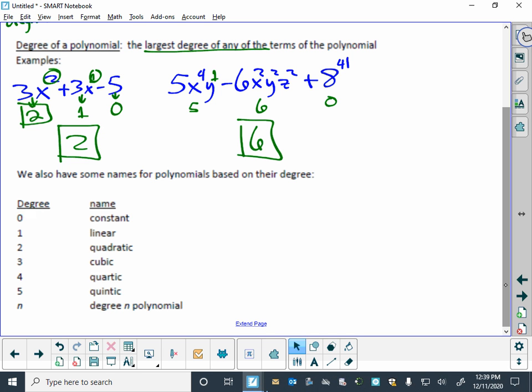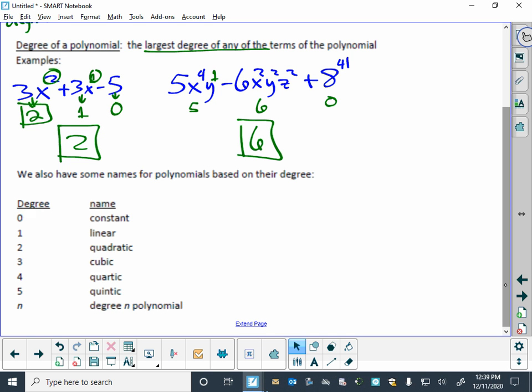Degree 4 is called quartic. Quarter, 4 quarters in a dollar, 4 quarters in a basketball game, or a football game at least, depending on what level you're playing. And so 4 makes sense there for quartic.